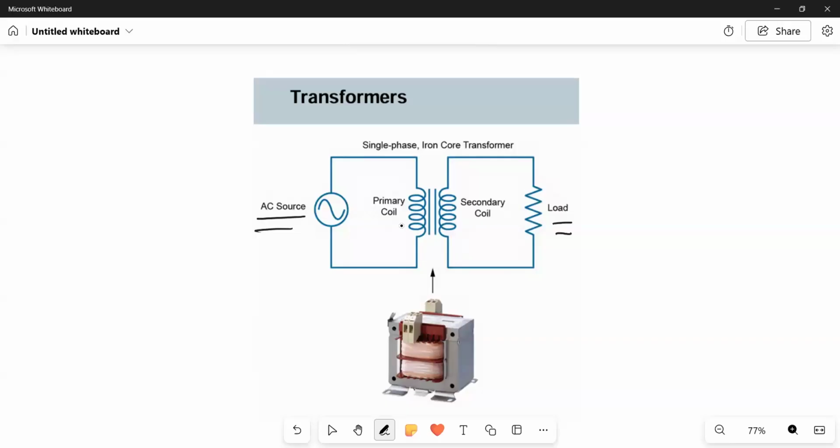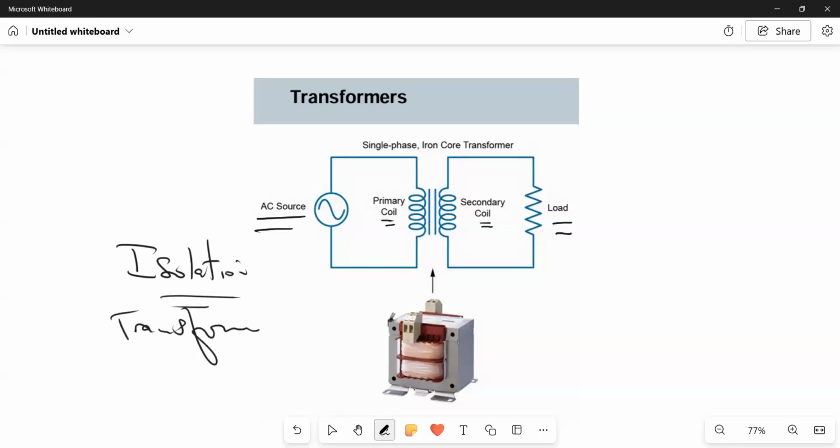It can isolate it. Now, for you to do that, the number of turns in this coil and the number of turns in this coil must be the same. Then is when you have what you call an isolation transformer. Right? And this is a very good thing. You don't see this a lot. Most people don't care about this.